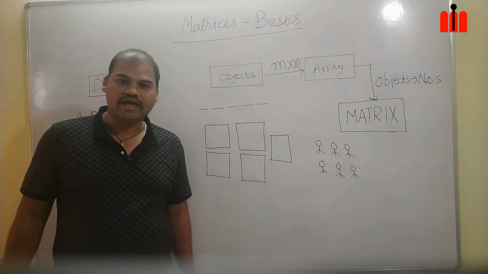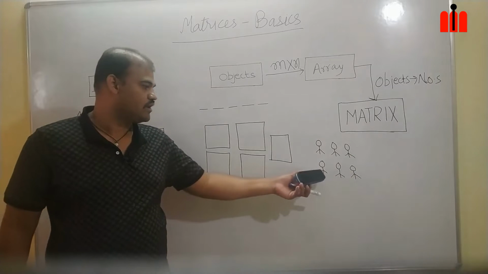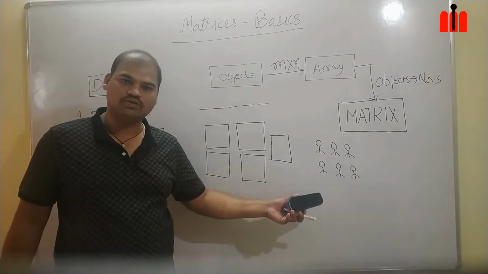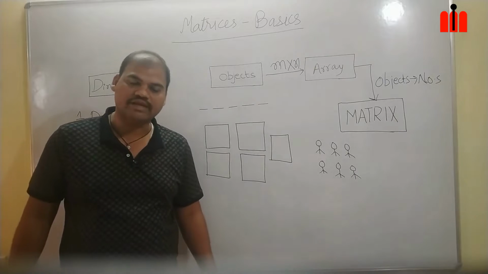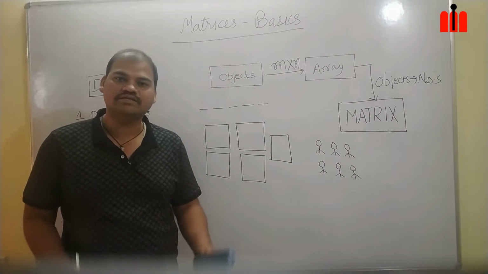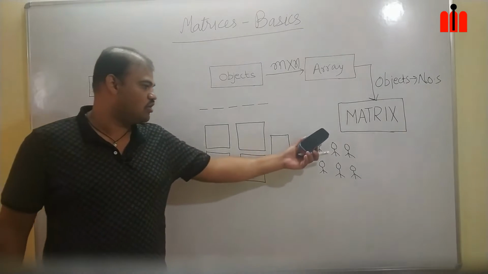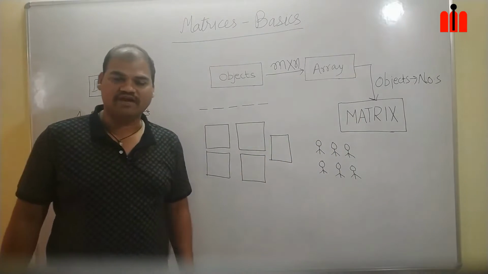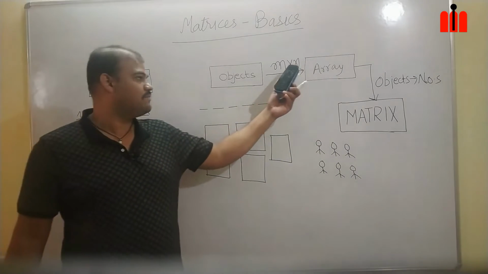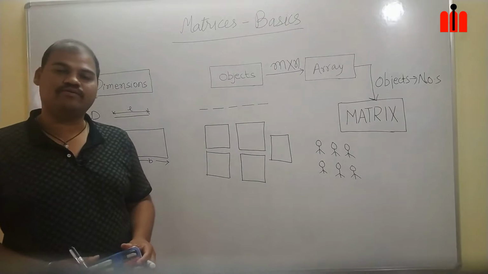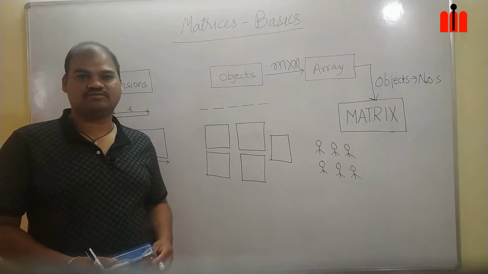This is an array. Number of rows 2, number of columns 3, 2 into 3 it's 6. So it's organized in an elegant fashion such that m cross n will give the number of objects.